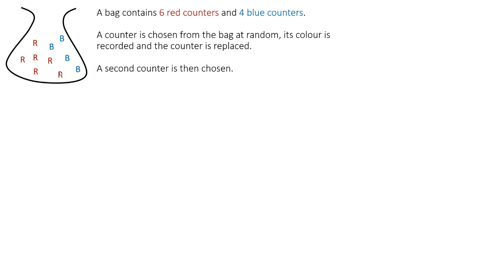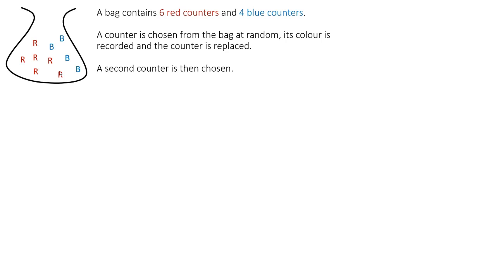We could look at the chances of these. There will be a certain chance that we'll get a red then a red, a certain chance that we'll get a blue then a blue, a certain chance that we'll get a red then a blue, and a certain chance that we'll get a blue then a red. Now notice in particular there are different numbers of red and blue counters. The chance of getting a red is not the same as the chance of getting a blue. We do not have equally likely outcomes.